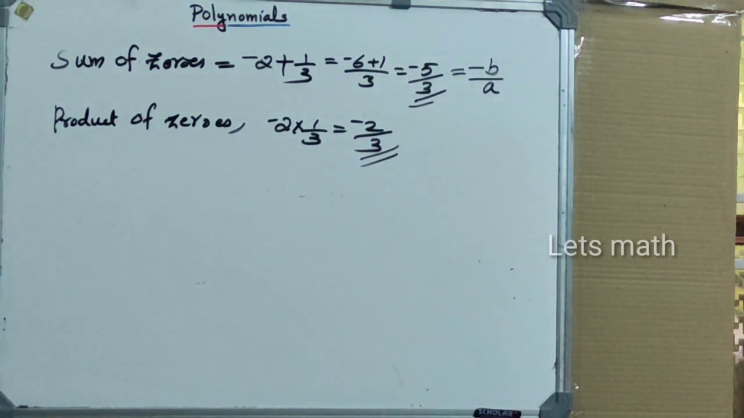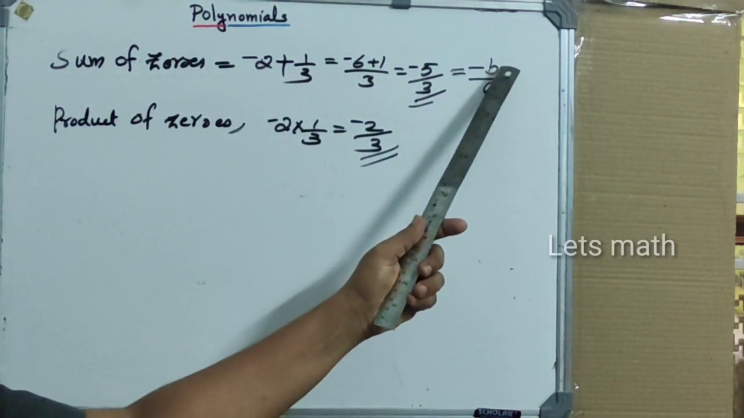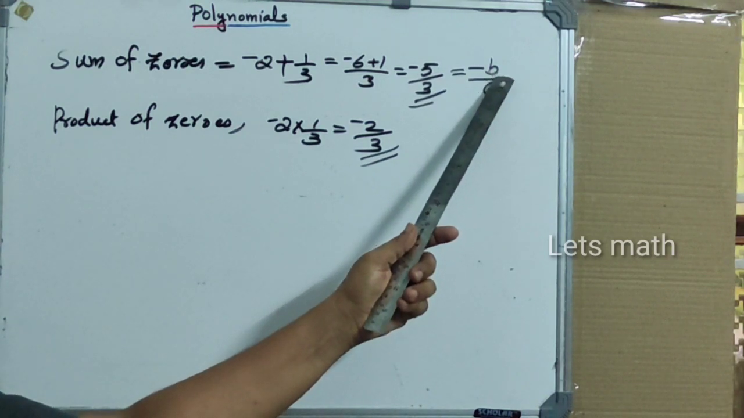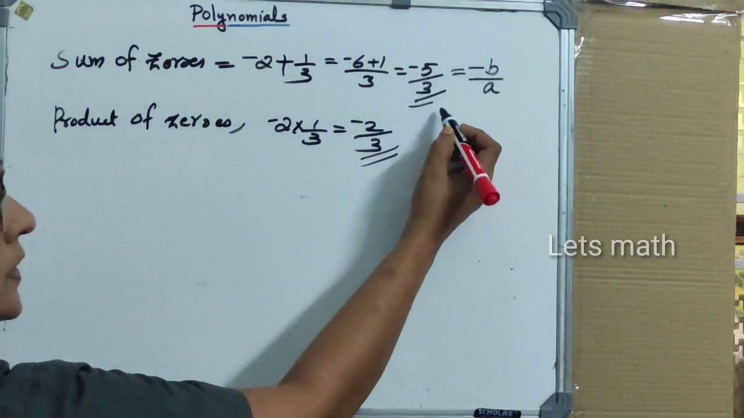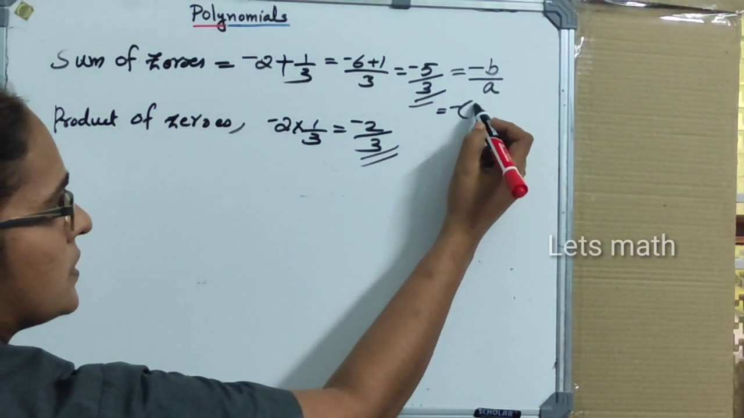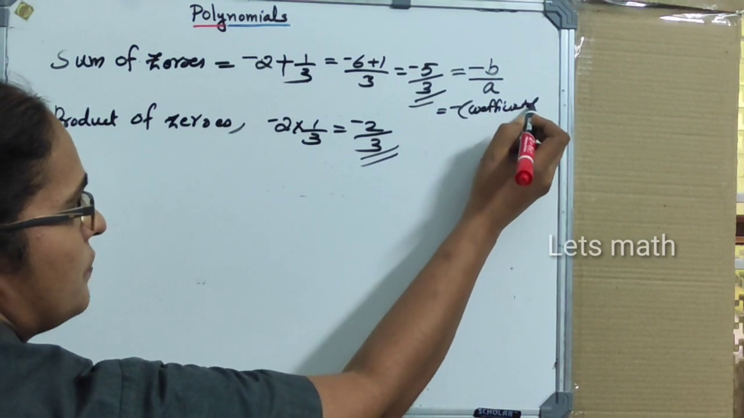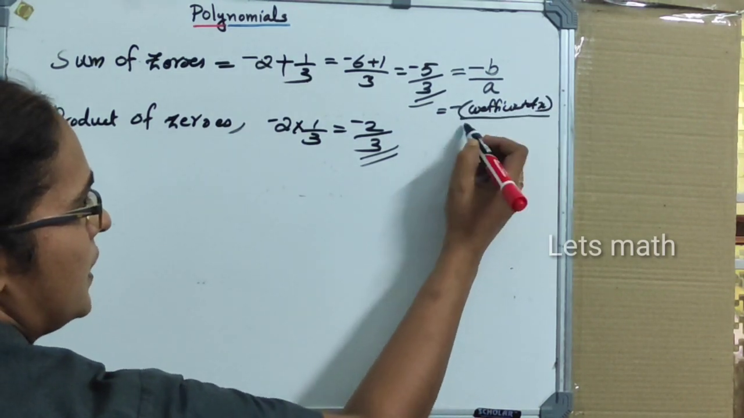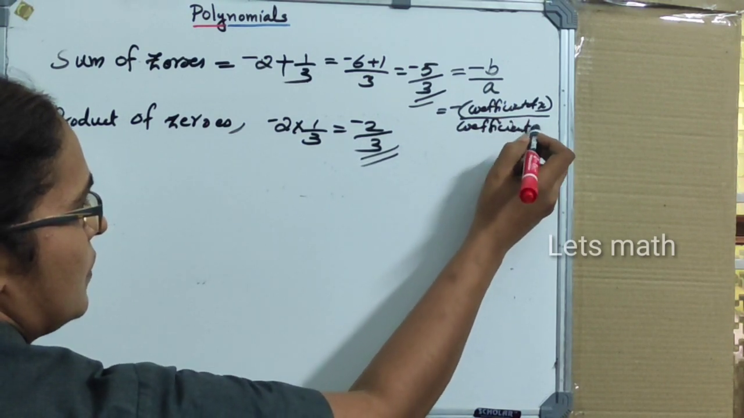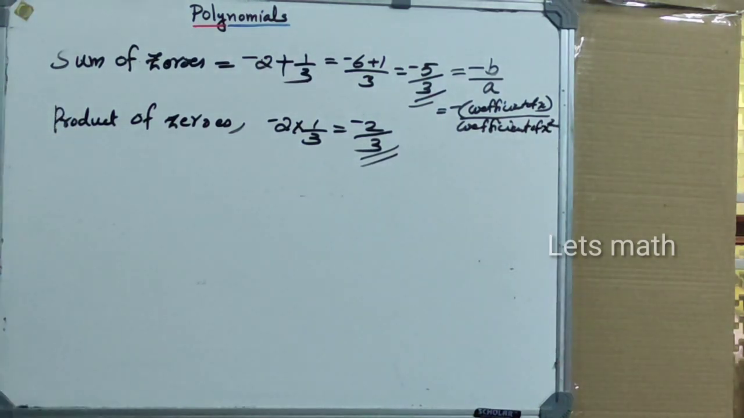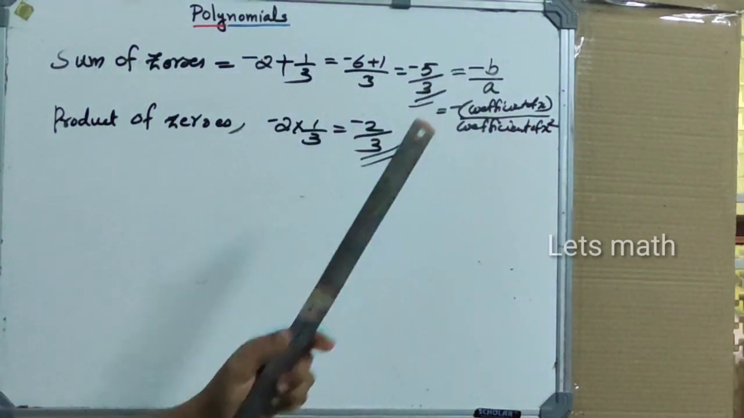So here we can see that the sum of the zeros is minus coefficient of x by coefficient of x square. So this is the relation between the sum of the zeros and the coefficients.